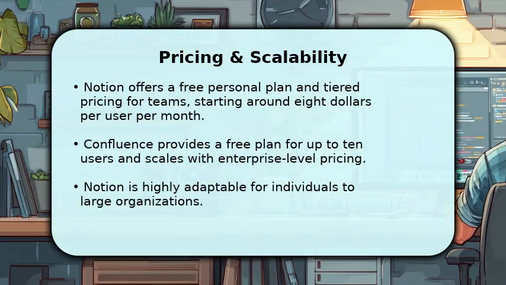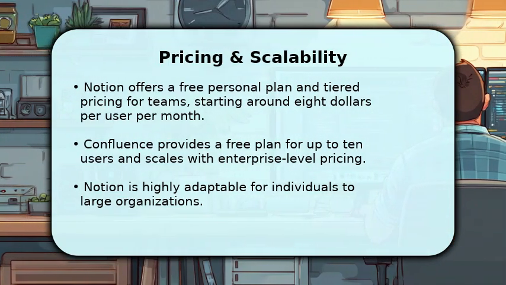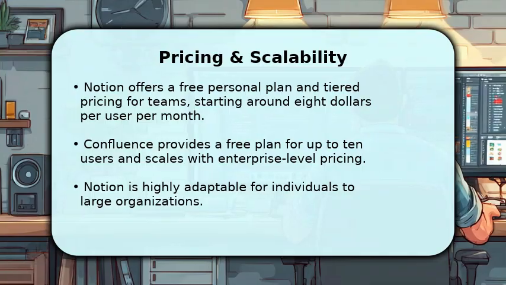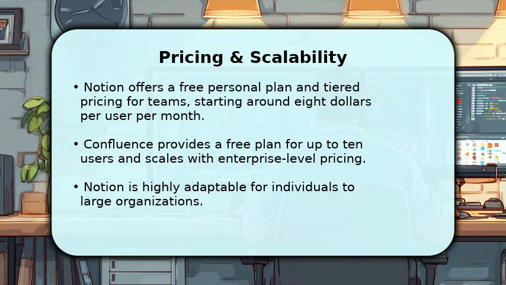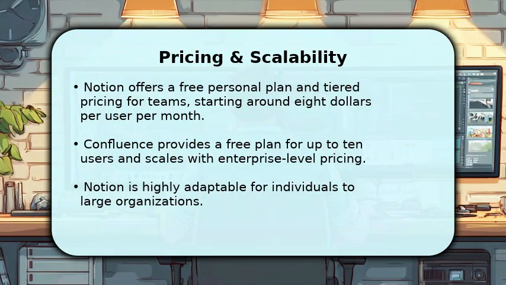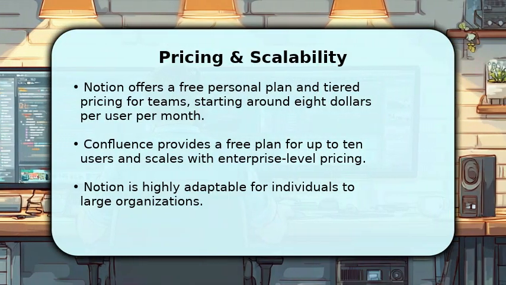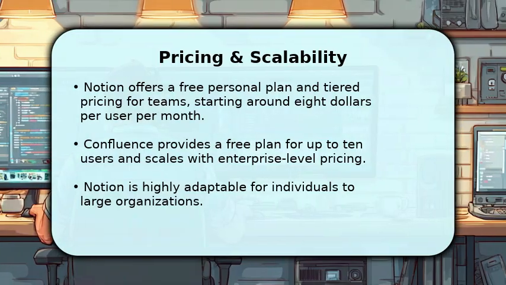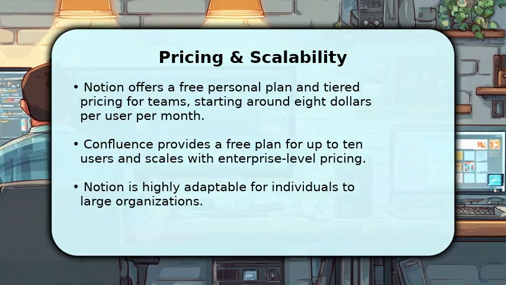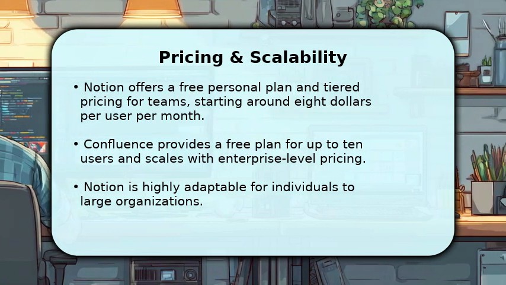Regarding pricing and scalability, Notion offers a generous free personal plan and team plans starting around $8 per user per month, making it accessible for various budgets. Confluence also provides a free plan for up to 10 users, scaling up with enterprise-level options tailored for larger organizations. Notion is incredibly adaptable, suitable for individuals to massive companies, while Confluence is often the preferred choice for large enterprises due to its comprehensive administration, security features, and extensive audit capabilities. Consider your team size and needs carefully.